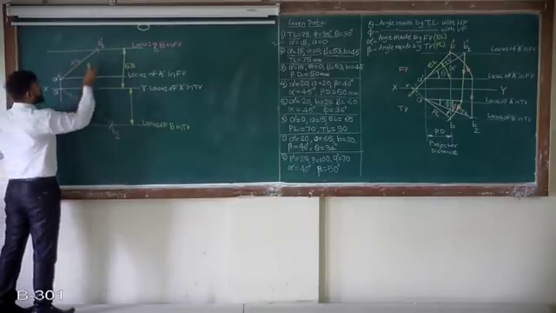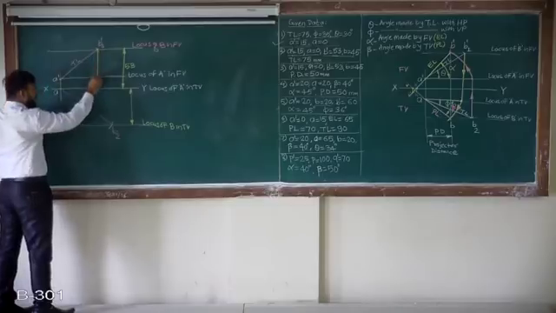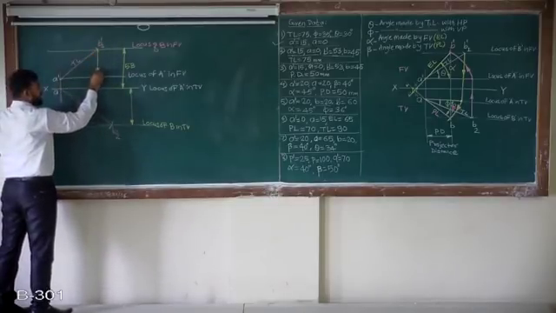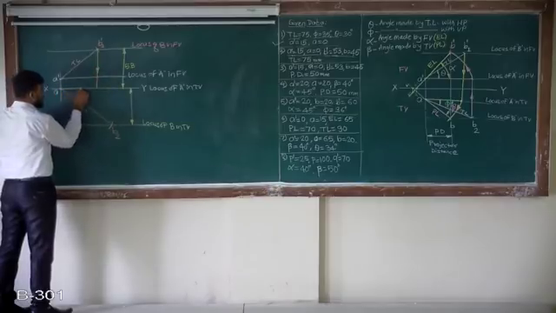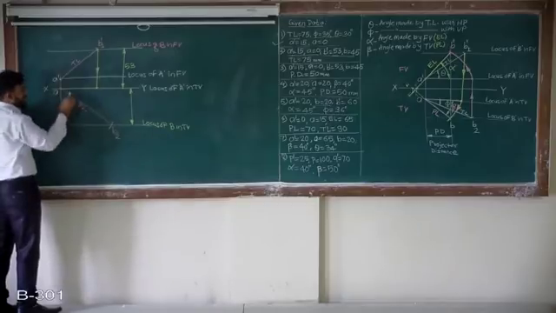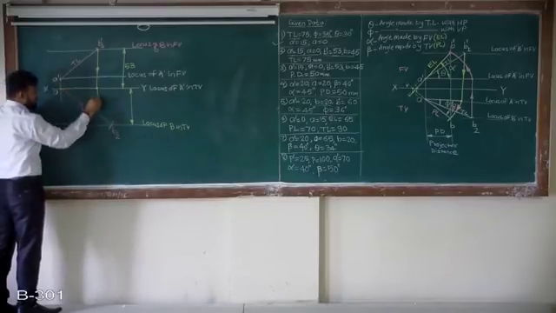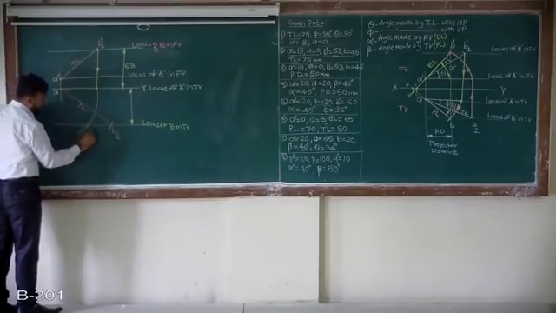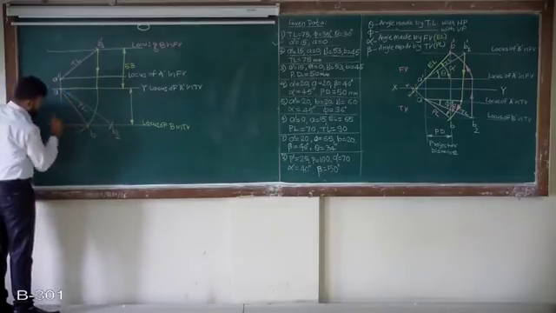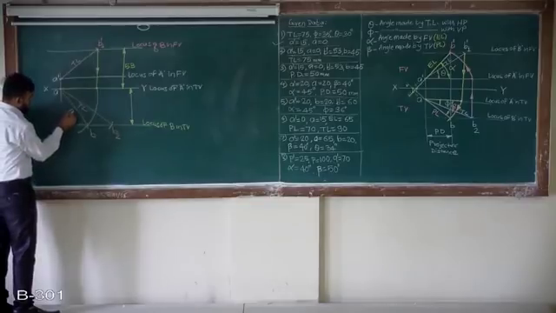Now what I will do, I will take a projector from B1 dash onto the locus of A, and then with A as center and this distance as radius, mark the arc. This point will be point B. Simply join it. This is PL.